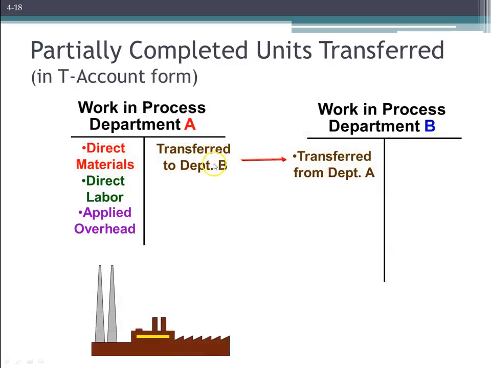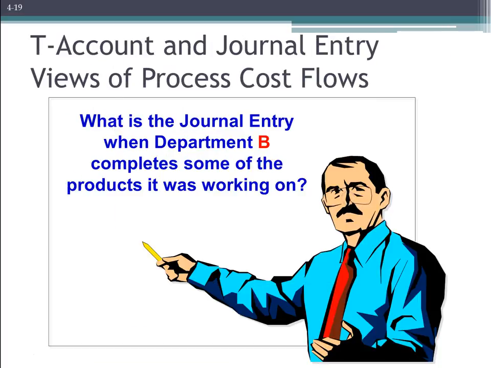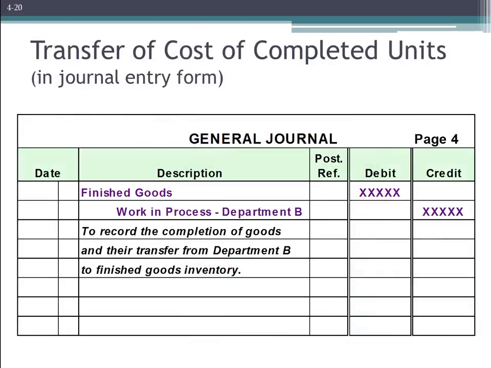They need to receive what's been done by Department A, and that's almost like a raw material or a direct material for Department B. And Department B is now going to add to that additional direct materials, additional labor, and some more overhead to finally finish the product. So once Department B is done with their product, of course, it is then finished goods and ready to be sold, so we would be crediting the work in process for Department B and moving it into the finished goods inventory account by debiting that finished goods inventory.